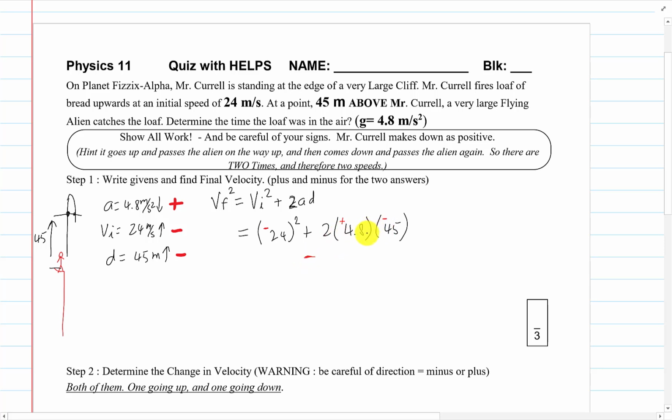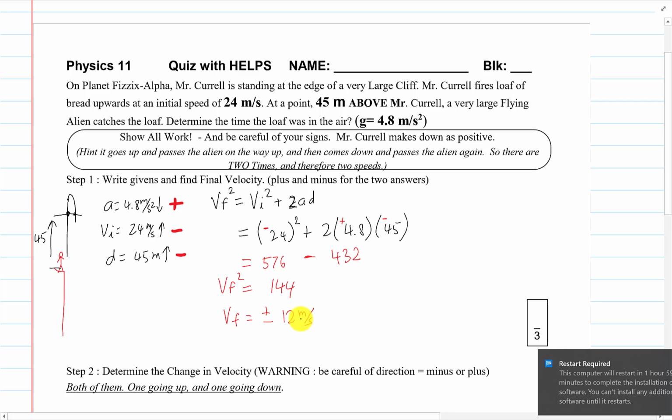2 times 4.8 times 45 is 432, and 24 squared is always going to be a positive 576, whether it was negative or positive when we squared. So this is always going to be 144 for both of us, and Vf is going to equal plus or minus 12 meters per second.